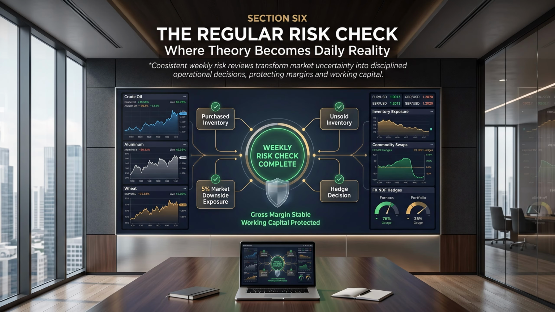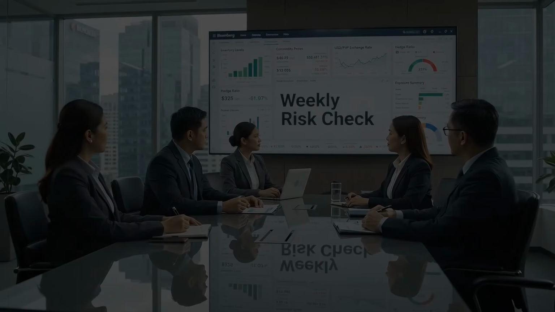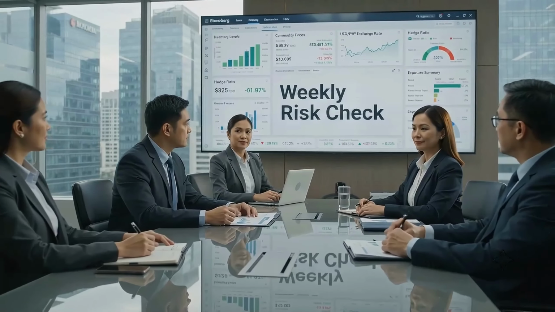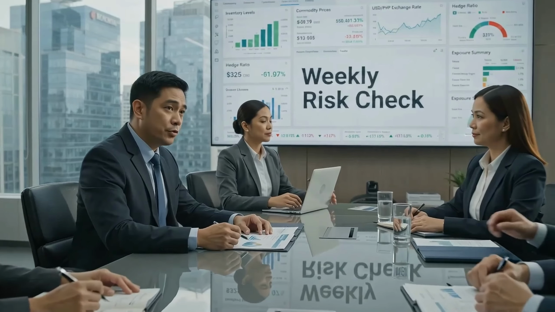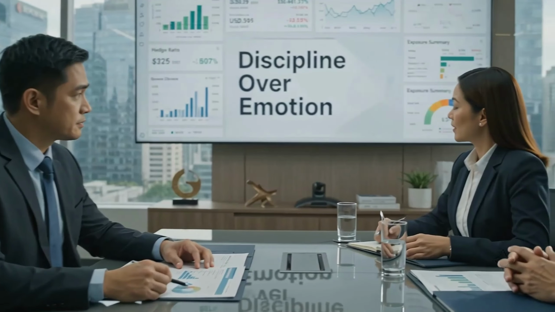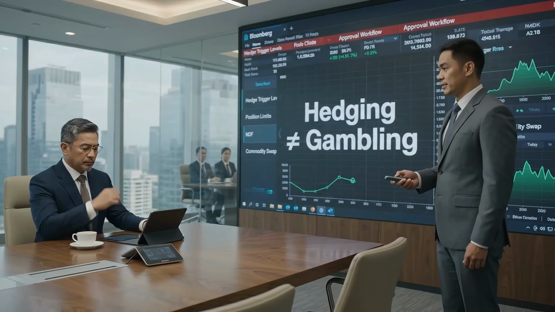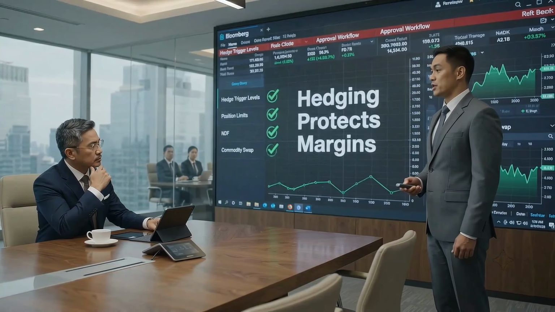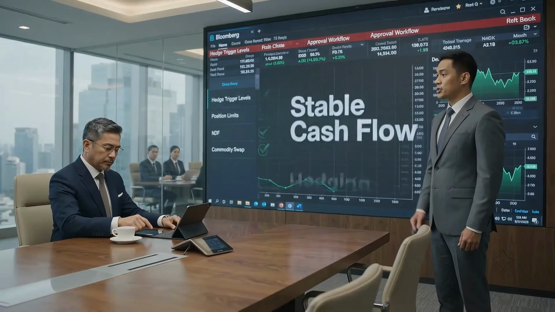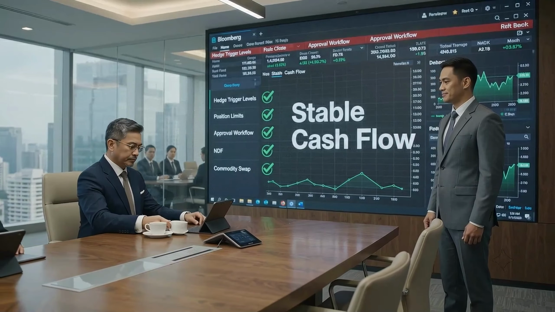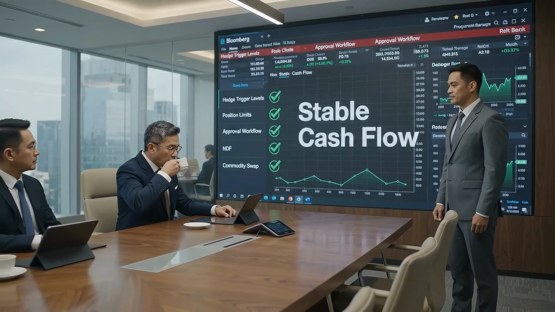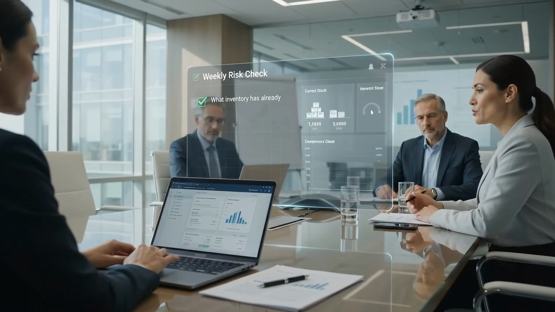Let's wrap up with Implementation Section 6, the regular risk check. This is where the theory becomes your daily reality. And let's be clear, using swaps and NDFs is not gambling. It's not speculating, it's the exact opposite. It's a mandatory, routine discipline used by every major trading house on Earth to stabilize gross margins and protect working capital. To implement this, your procurement desk needs a standing weekly checklist with 4 questions.